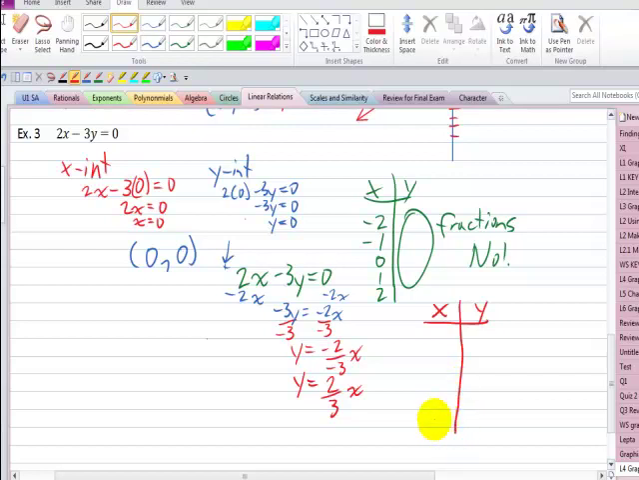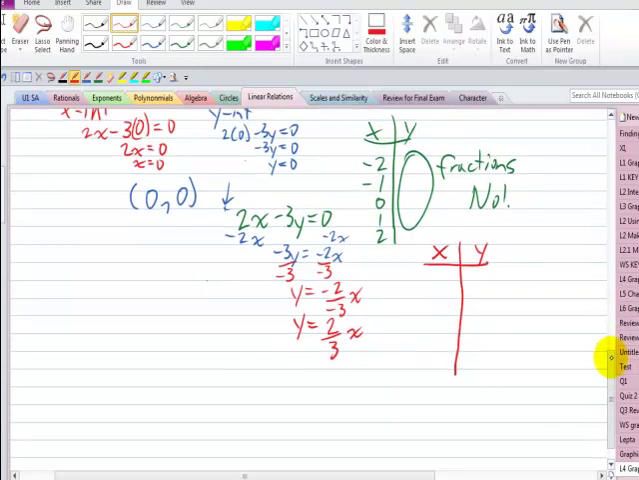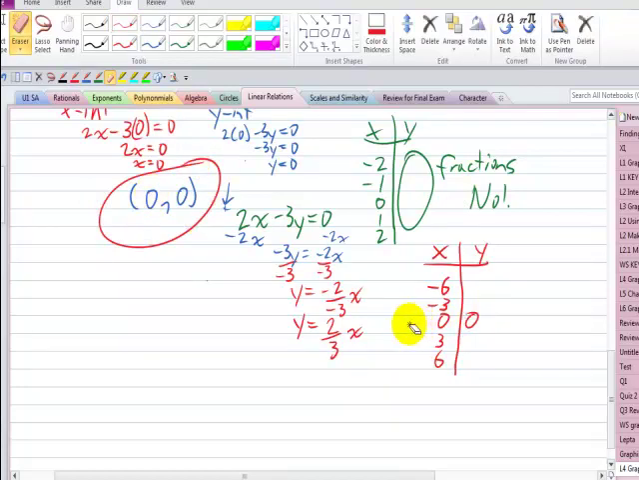Now we can do an xy chart and we can choose good values. What numbers are good values for x? Negative 6, negative 3, 0, 3, and 6. Without doing any math, what's this point? x is 0? You found it over here. 0. Okay, so that's our intercepts. We go through the origin. Okay, go ahead, do your math, fill out the chart. Go.